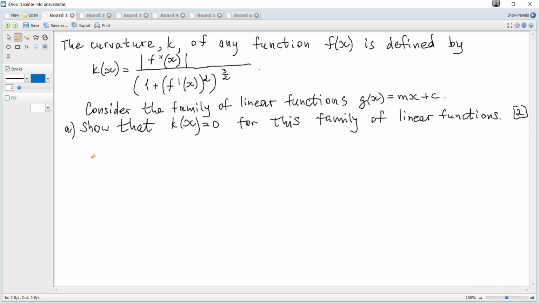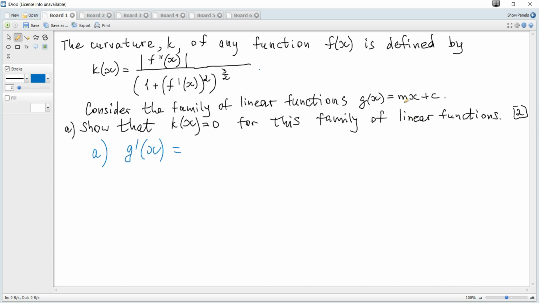The curvature k of any function f of x is defined by. Consider the family of linear functions g of x is mx plus c. Question A: show that k of x is equal to 0 for this family of linear functions. So we need just substitute g of x, which is mx plus c, for f into k of x. We need the derivative of g.